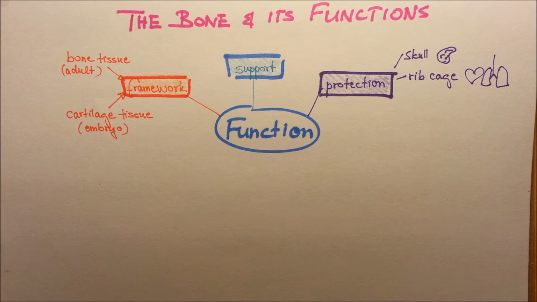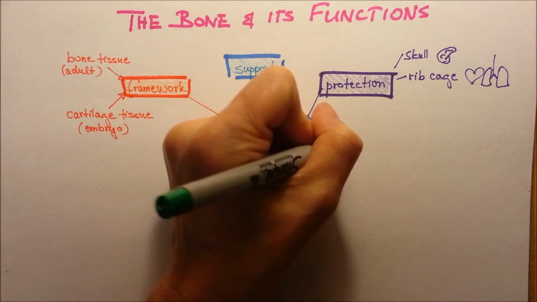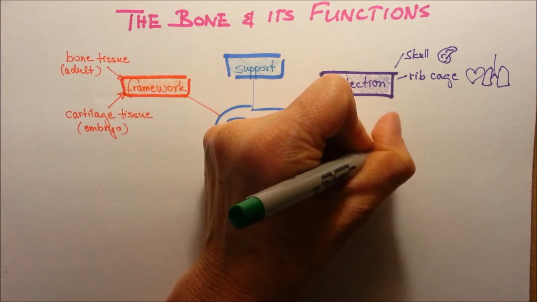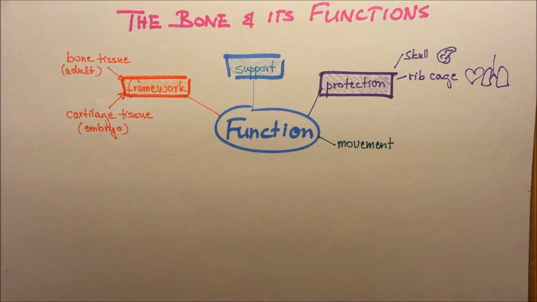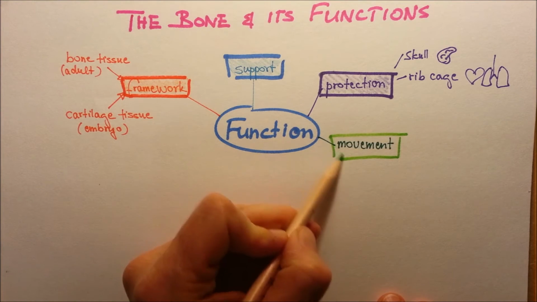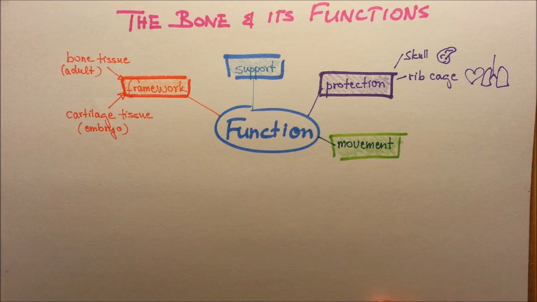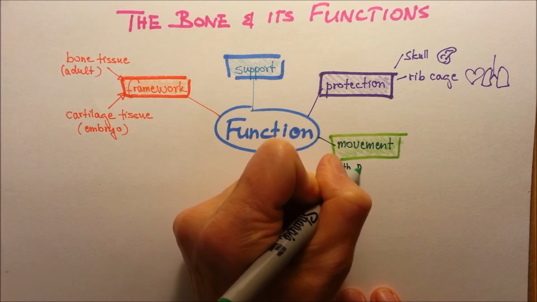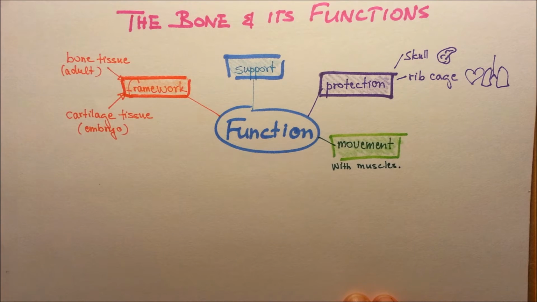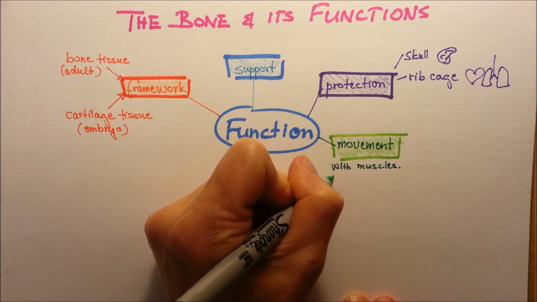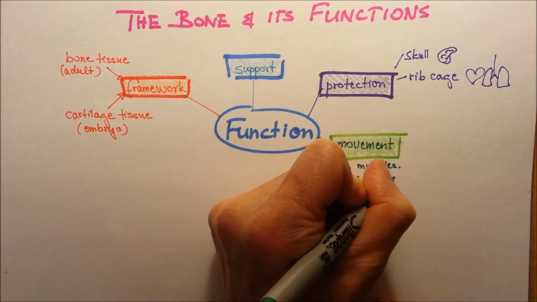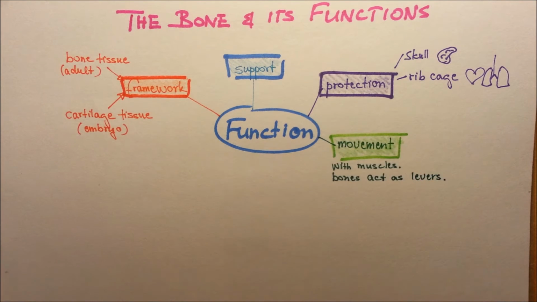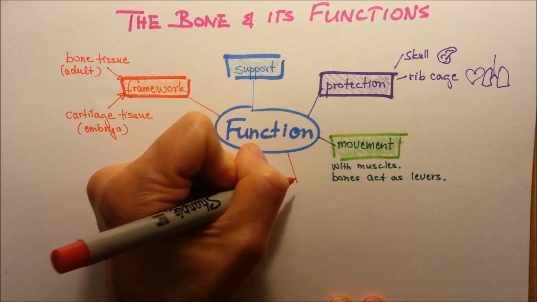The next function for the skeletal system is the movement. Movement with the muscles that are attached to the bones through tendons, and with the muscles, the bone acts as a lever and lets the bone move with the help of the muscle.